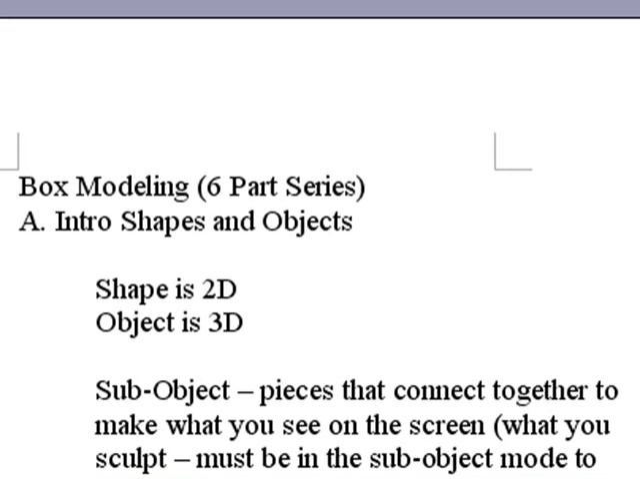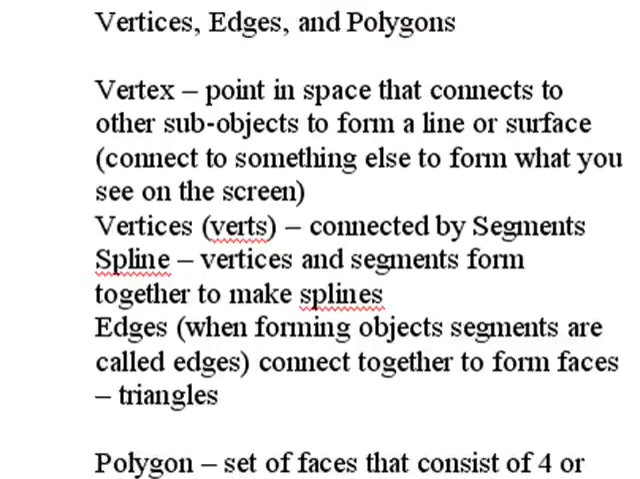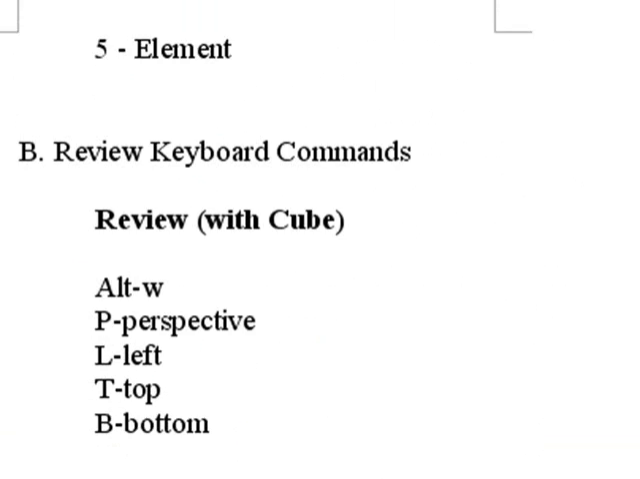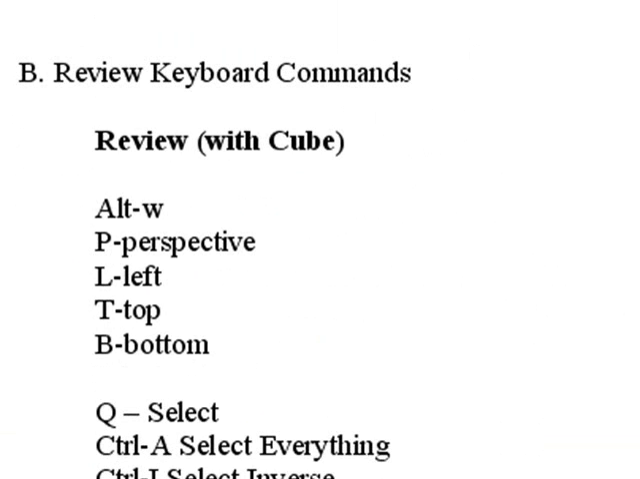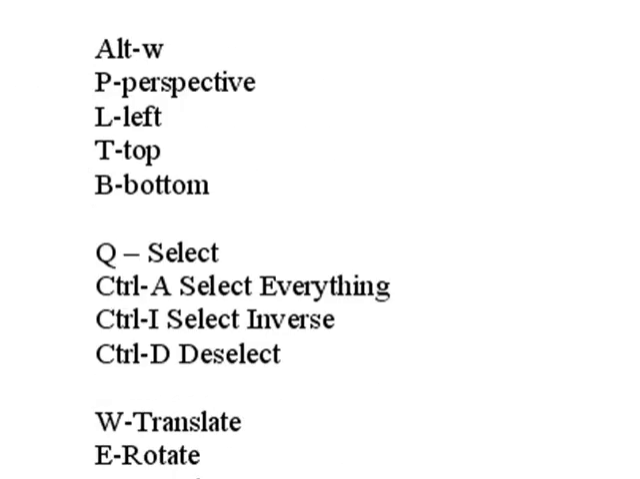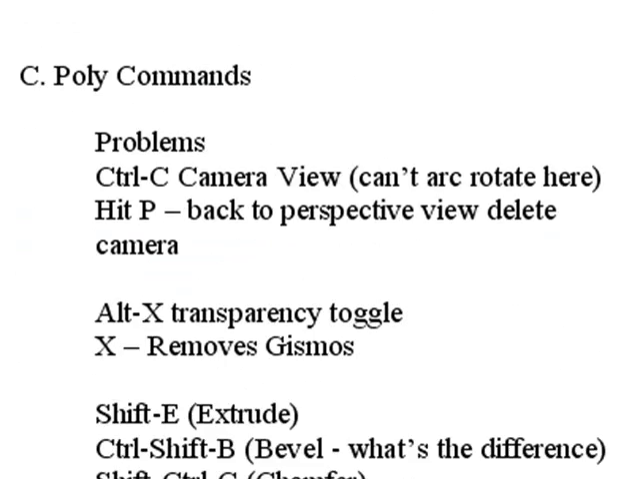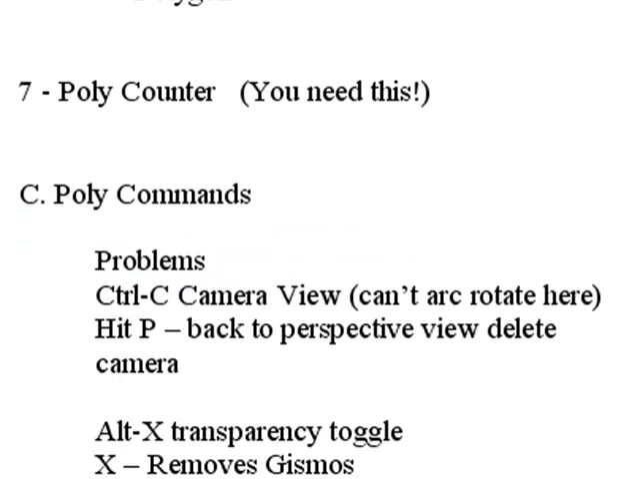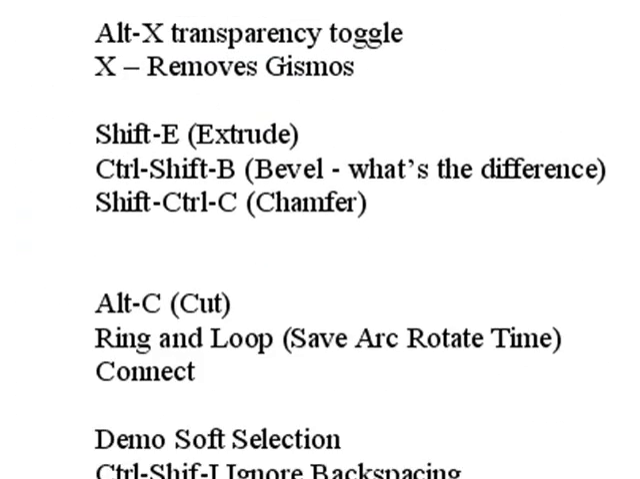We're going to do an introduction to shapes and objects. We're going to discuss what a shape is, what an object is, and how they're composed. We're going to review keyboard commands, show you the old ones that we showed in the last series, and some new ones. We're going to show you some new poly commands, extrusion and beveling and chamfering.